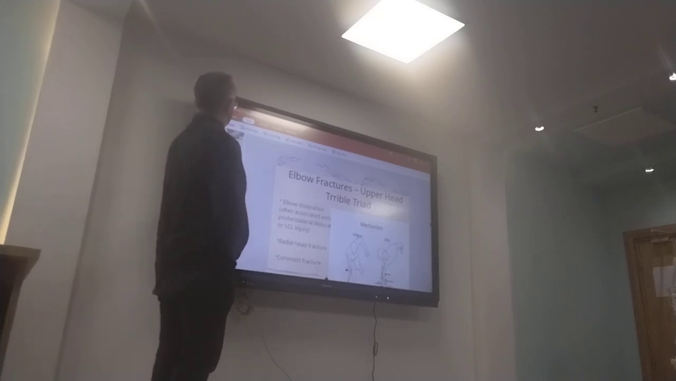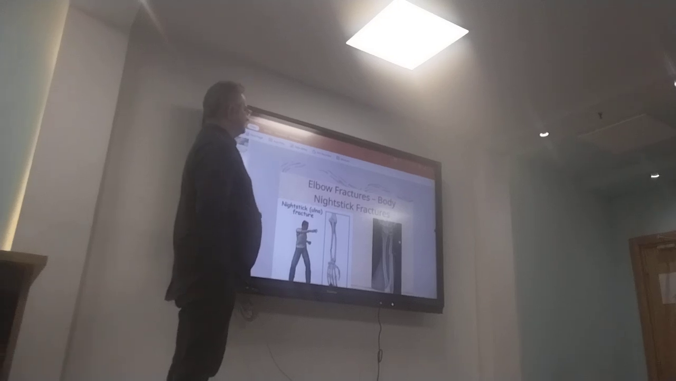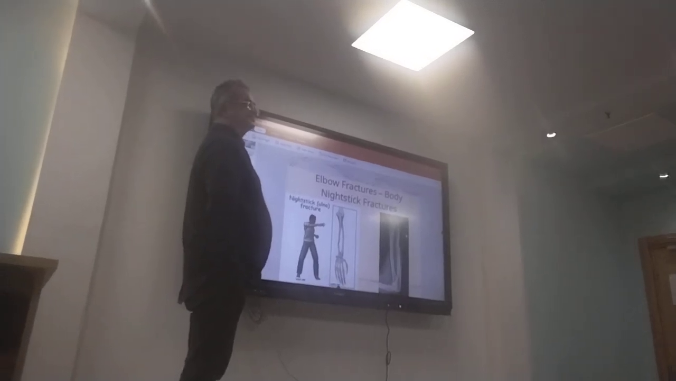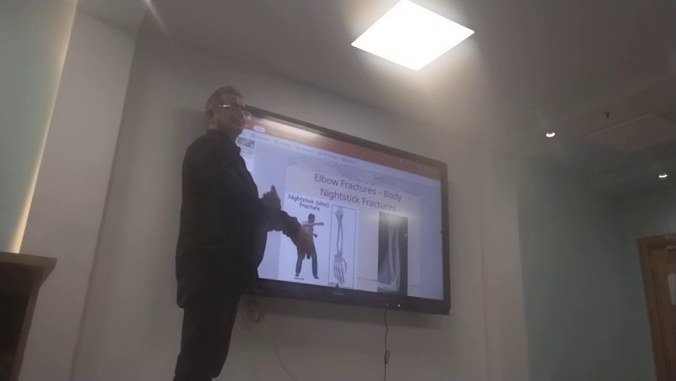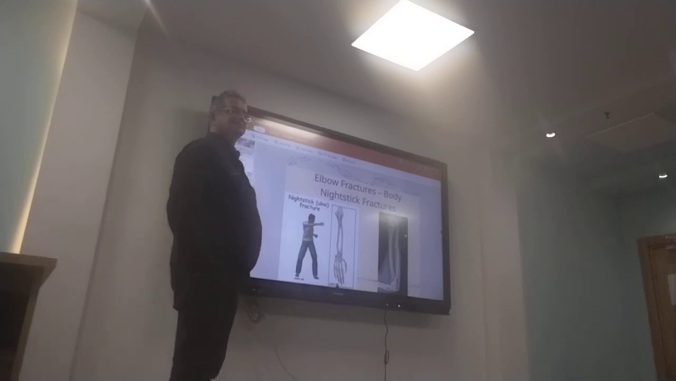Okay, so let's move a little forward. That is another type of fracture at the area. We are heading to the body of the elbow. You see the body of the elbow. The most famous one is the knife stick. Knife stick, why?